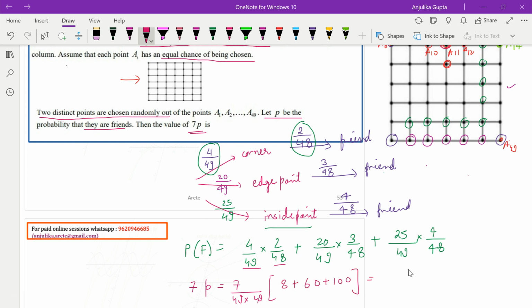So you end up getting 7 into 168 divided by 49 times 48. So you end up getting, this is how much? 7, 24, and then 2. So half. So 0.5 is the value of 7p.